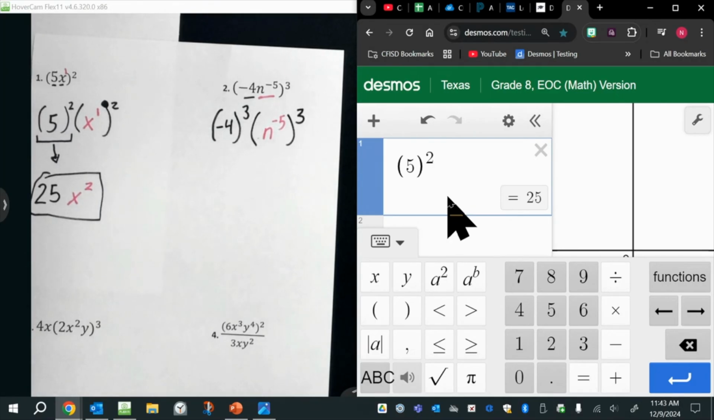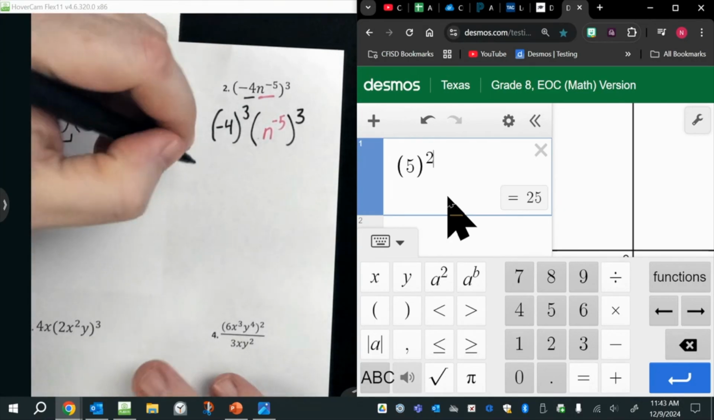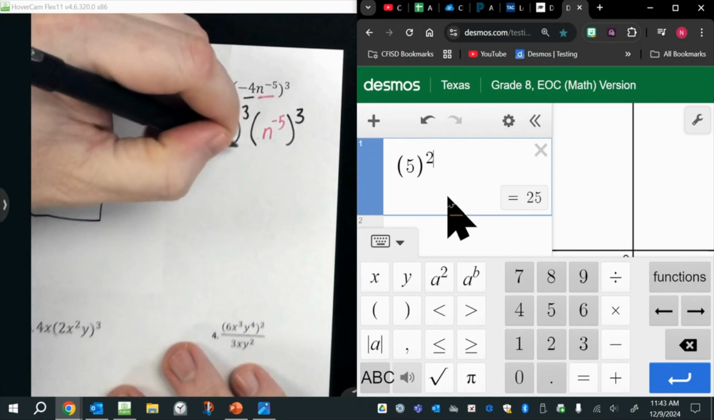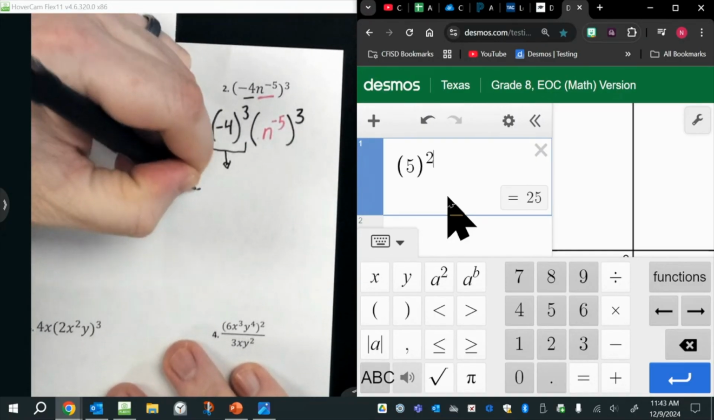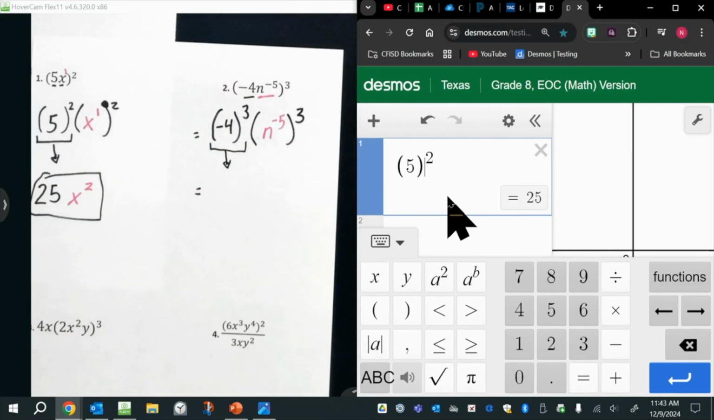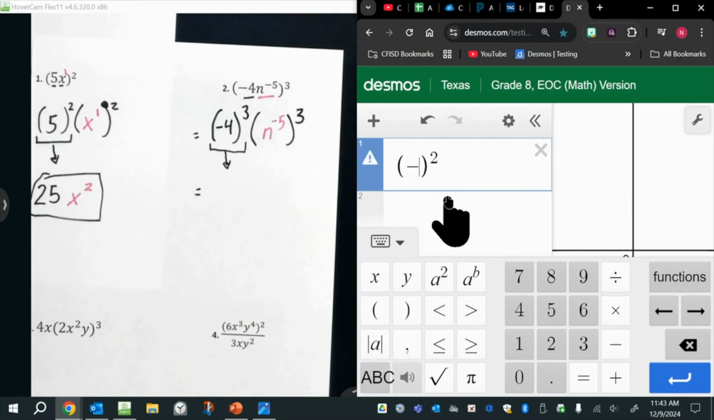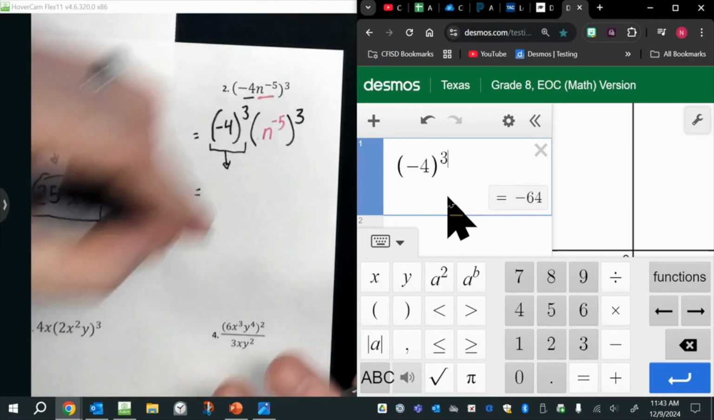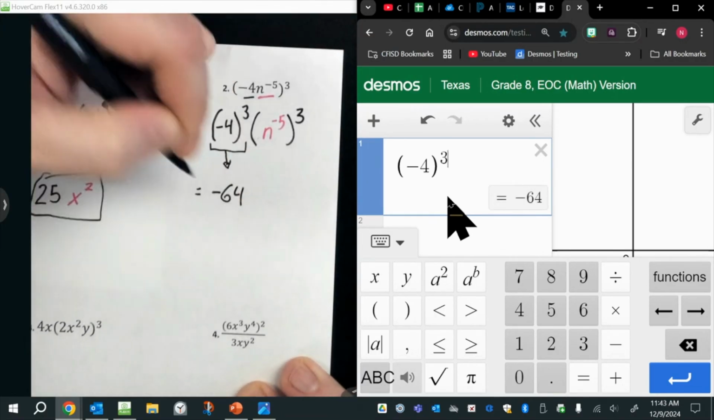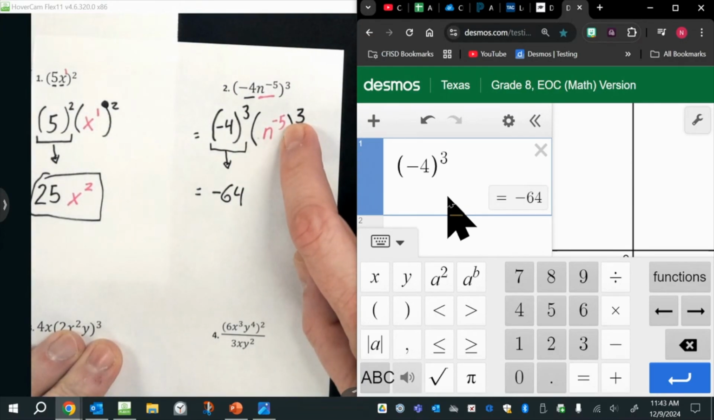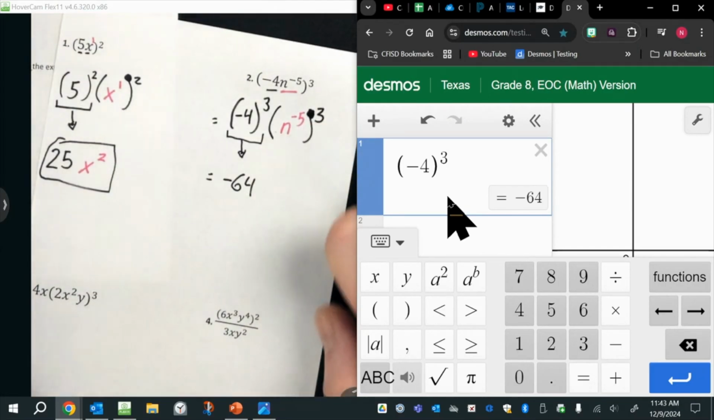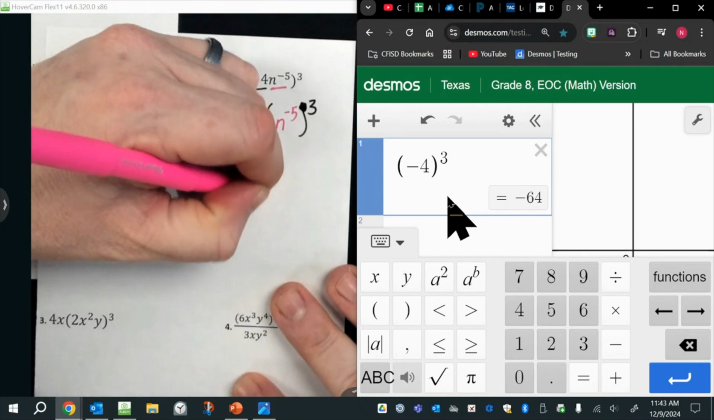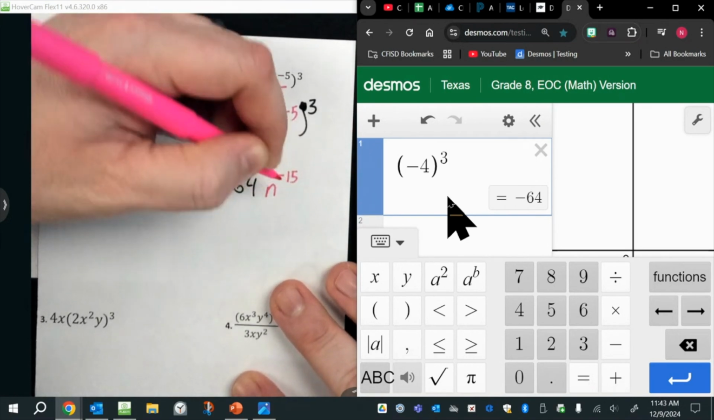And so now I'm going to take care of my powers to a power. Well, here's what we have. This is just calculation. Negative 4, I'm just going to put a negative 4 right here, and I'm going to raise that to the third. And that's negative 64. All right, what am I doing with the negative 5 and the positive 3? Well, I'm going to multiply them. And so that's going to give me n to the negative 15.